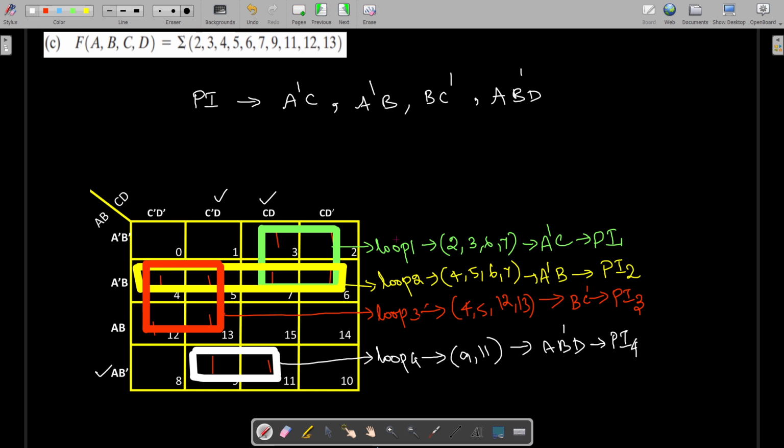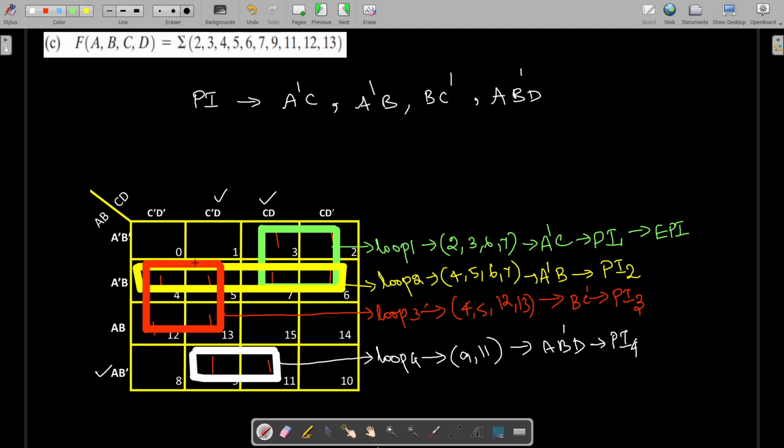If you check this first loop, it covers the 2, 3, 6, 7 minterms. The second and third minterms are covered only once, by this first loop alone, but 6 and 7 are covered by 2 loops. Anyhow, 2 and 3 are covered only once, so this becomes the essential prime implicant. If a minterm in a particular loop is covered only once, then it is an essential prime implicant.